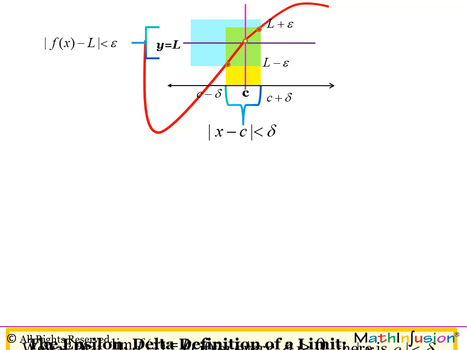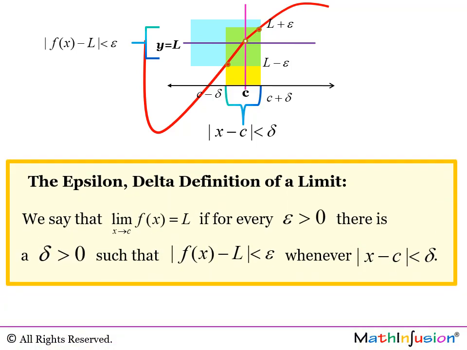And we get the epsilon-delta definition of a limit, which is the precise definition of the limit. We say that the limit of f(x) when x approaches c equals L if for any positive epsilon there is a positive delta such that f(x) minus L in absolute value is less than epsilon whenever x minus c in absolute value is less than delta.